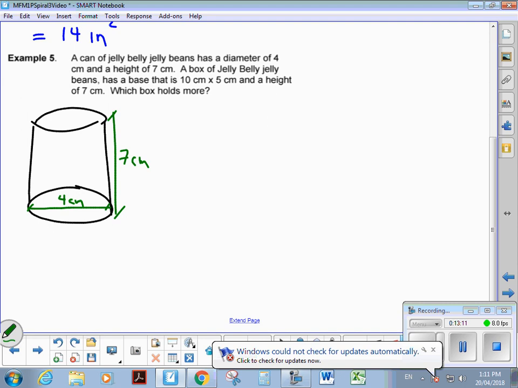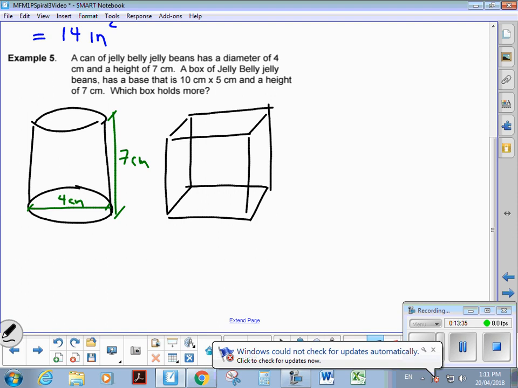A box of Jelly Belly jelly beans has a base that is 10 by 5 and a height of 7. Which holds more? So we're looking at comparing the can with the box. So if I draw a box, see how my box goes here. Not too bad. So this box is 10 by 5 by 7. So we're just comparing the two volumes here.